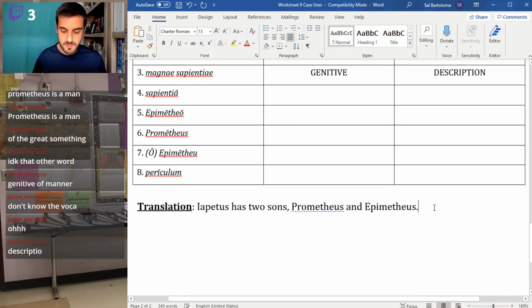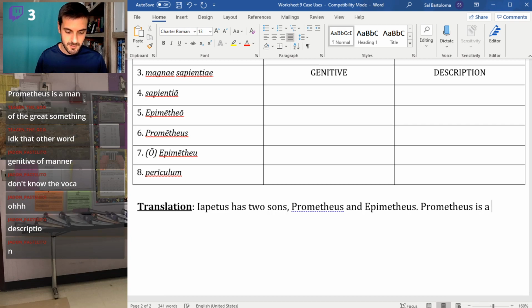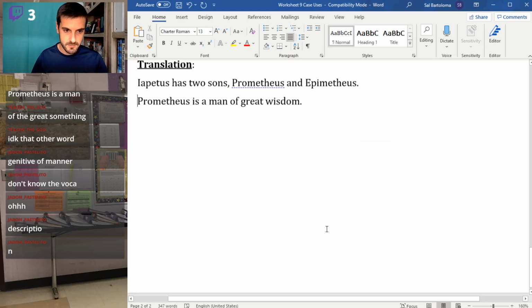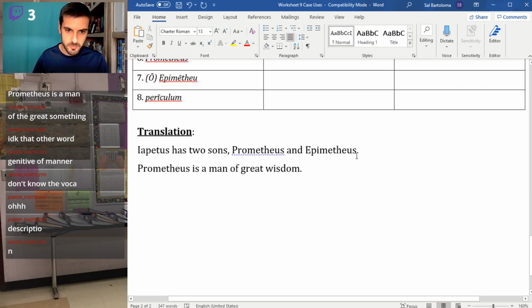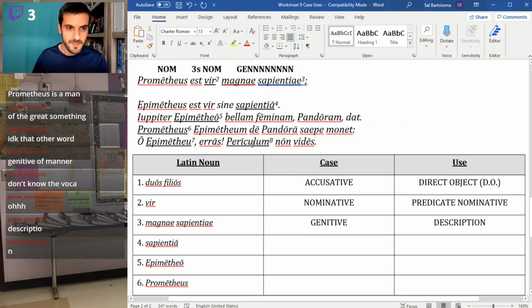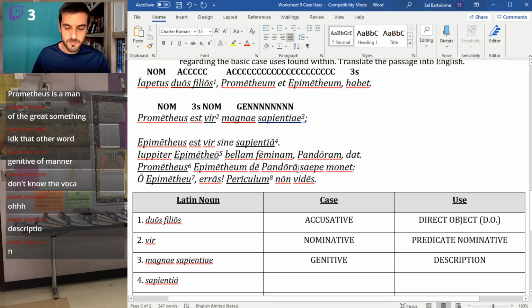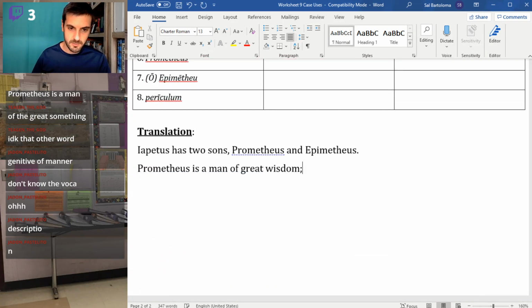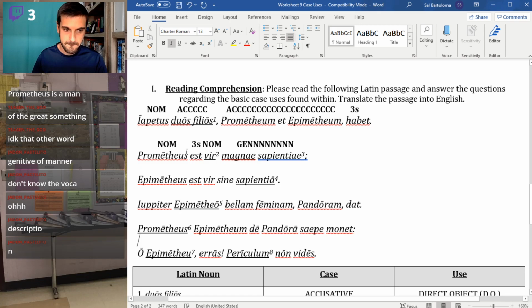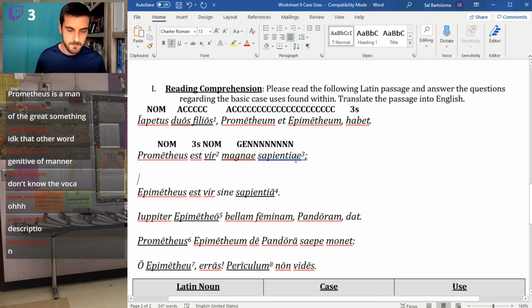So back to our translation here. Prometheus is a man of great wisdom. Guess I can see if we have enough space for me to do this. Do it in lines. Yeah, we should have enough space. So Iapetus has two sons, Prometheus and Epimetheus. Prometheus is a man of great wisdom. Descriptio, that's the Latin term. Well done. Prometheus is a man of great wisdom, semicolon, because the next line is going to be talking about his bro, Epimetheus.